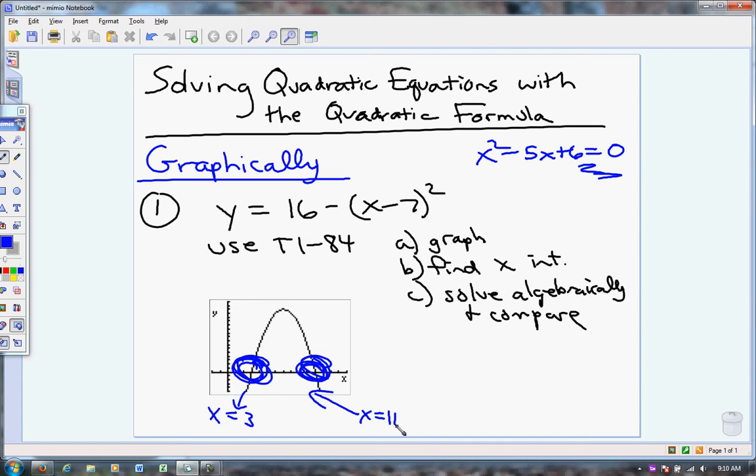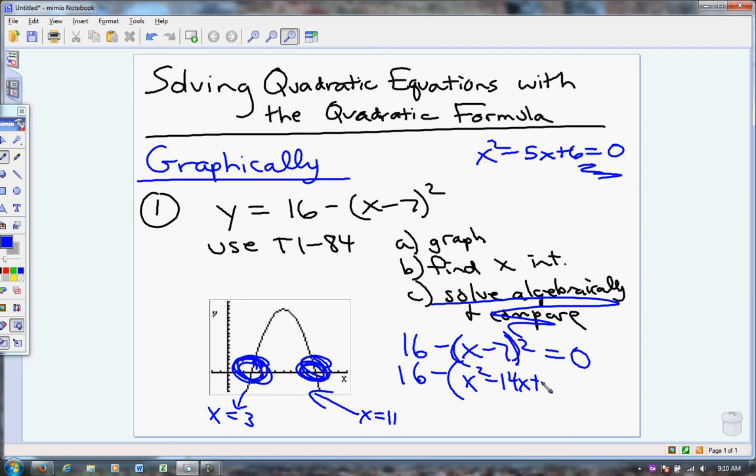Now it asks you to solve algebraically and compare. If I wanted to solve this algebraically, then I would set this equal to 0 and solve it algebraically. Now, you would have to be very cautious on this problem because of the distributive property. This says x minus 7 the quantity squared, which means I have 16 minus the quantity x squared minus 14x plus 49 equals 0. So you have to be cautious on this problem and take a negative through. So when I take a negative through, I have 16 minus x squared plus 14x minus 49 equals 0. All right? So I'm not going to finish solving this one because after this point, you would just try to factor it, and it would factor. Okay?